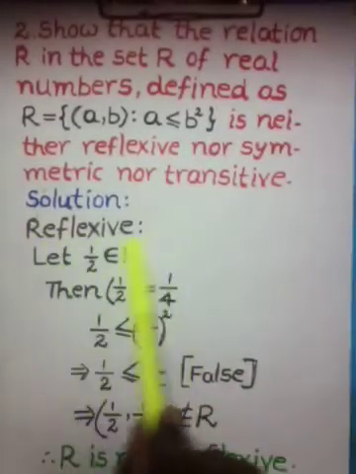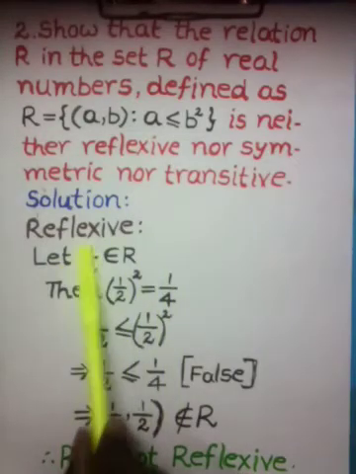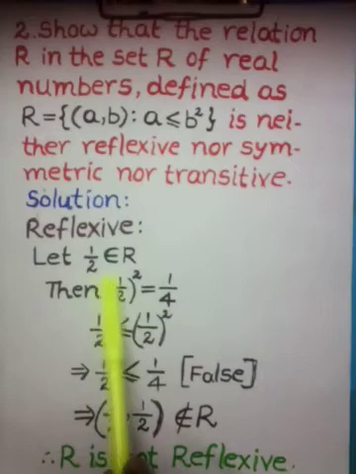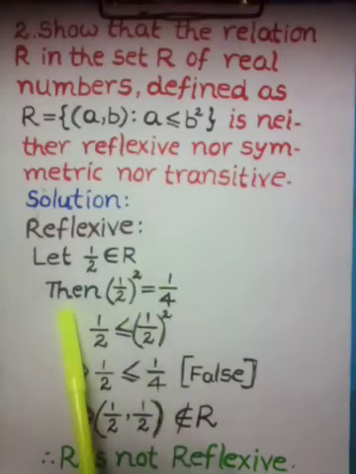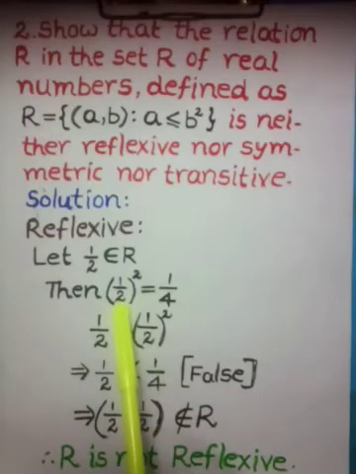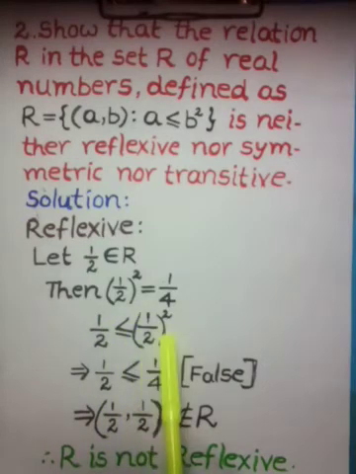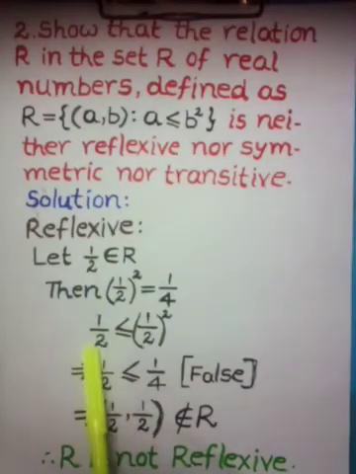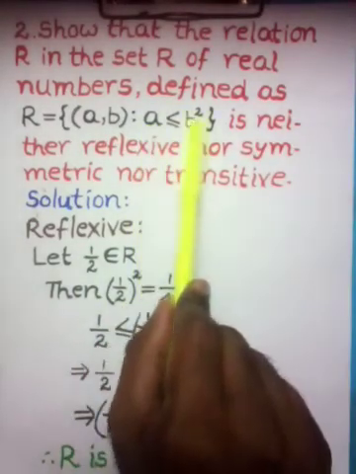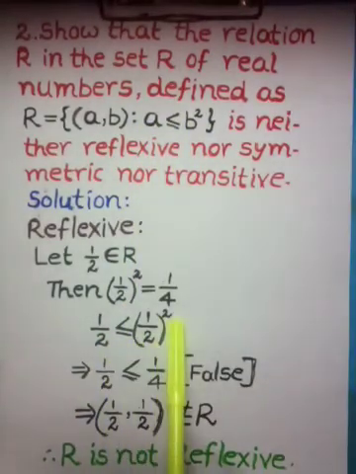Okay, my dear children. Now come to the first relation, that is reflexive. To check whether it is reflexive or not, let us consider a real number. 1/2 is a real number. We have taken one real number. Now we check 1/2 whole squared. What is the value of (1/2) squared? 1/4. So 1/2 is less than or equal to (1/2) squared. Instead of writing a and b, we are writing the same value on both sides.